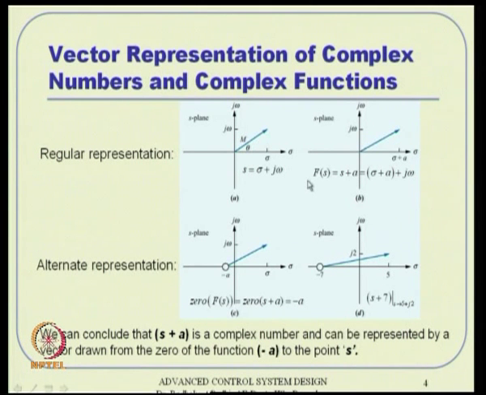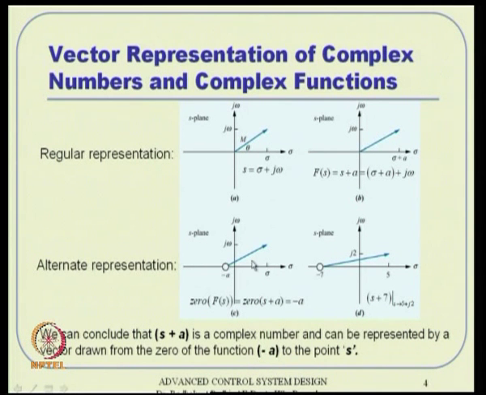So, before proceeding further, we can see this vector representation of complex numbers and complex functions. If you talk about a simple complex number, s equal to sigma plus j omega, then in the s plane you have the real component sigma and j omega is the imaginary component. If you simply take f of s, which is the function s plus a, with a being a real number, then the real component changes, it becomes sigma plus a, and the imaginary part remains the same. So, you can also give it another vector representation with real part sigma plus a and imaginary part just omega.